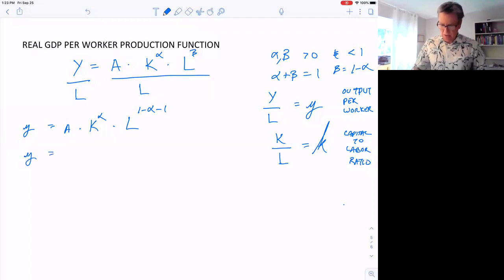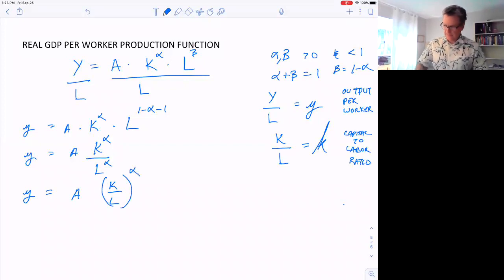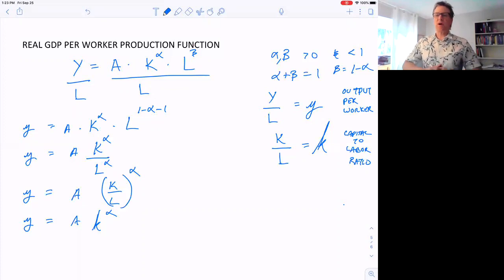So now this will be little y equals A times K to the alpha times L to the minus alpha, or divided by L to the alpha, which means that y is equal to A times big K over big L to the alpha, which is little y equals A times little k to the alpha power. And since alpha is less than 1, that means that little k, the capital to labor ratio, shows diminishing returns, which makes sense. The more capital you add to the economy, keeping the number of people constant, means that they can be more productive and produce more, but there's diminishing returns to it.